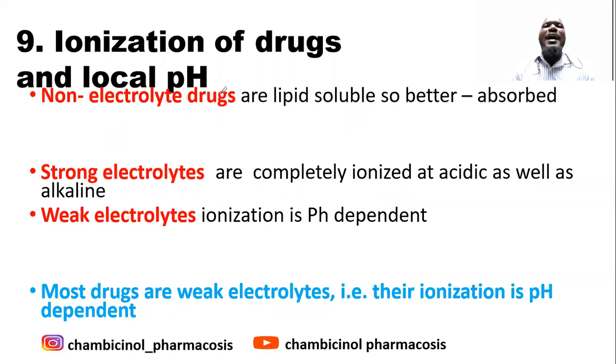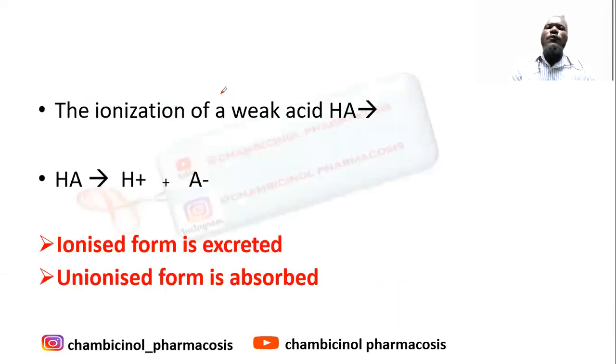But the majority of drugs are weak electrolytes, so they can be weak acidic or weak basic. Absorption of these weak electrolyte drugs, whether weak acidic or weak basic, is pH dependent. We don't have drugs which are strong electrolytes, because those ionize completely, but the majority of drugs are weak acids or weak bases, in which ionization is pH dependent. So it is very important to know the site of absorption, the medium available at the site of absorption, whether it is acidic or basic, and the nature of the drug you are taking, whether weak acidic or weak basic.